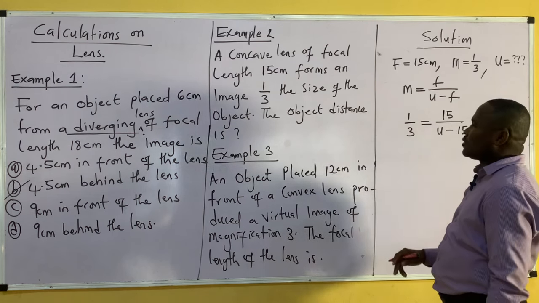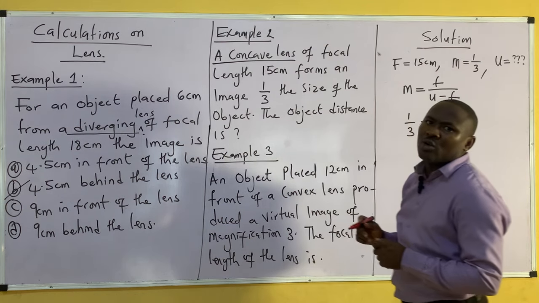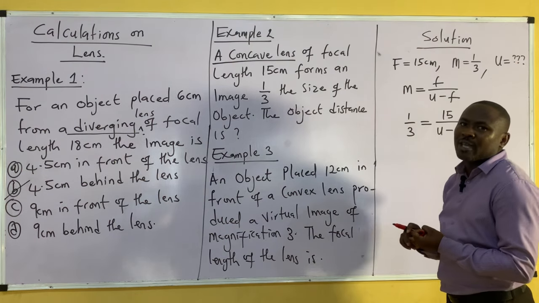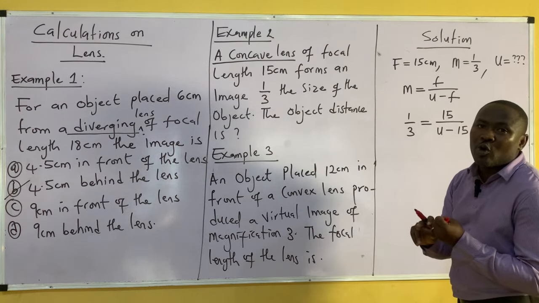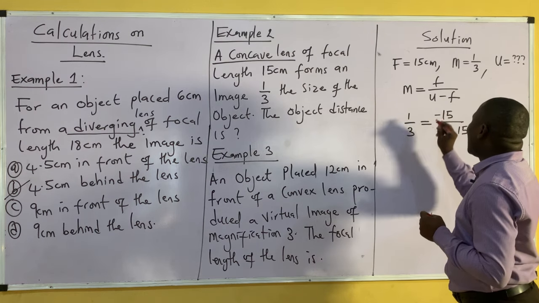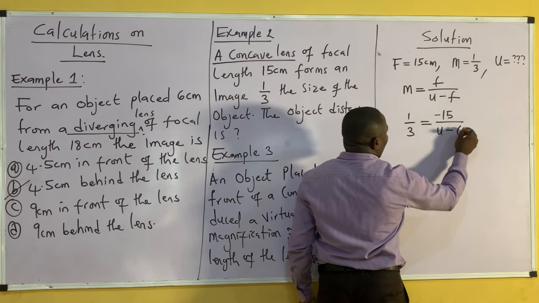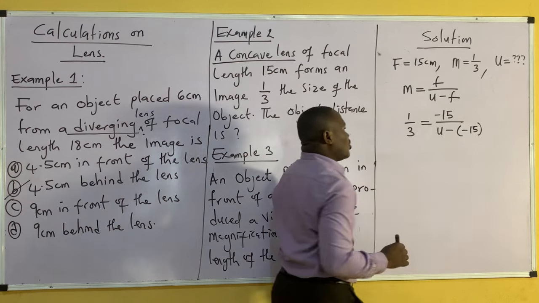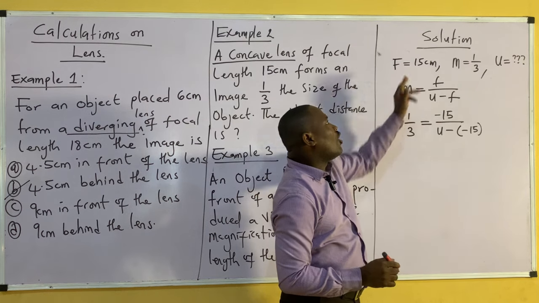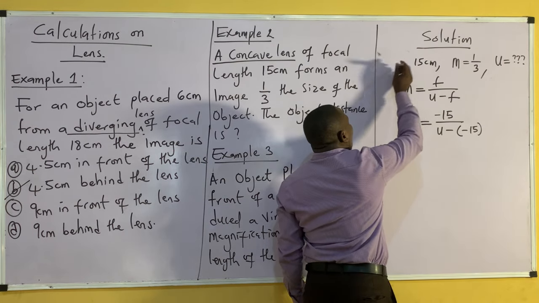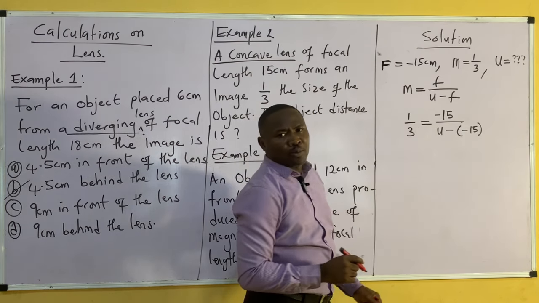Now, this is very important. Why? Because we are dealing with a concave lens. The focal length of a concave lens is negative, meaning I will add minus 15 to 15 and also come here and make this also minus 15. So it's now u minus 15, because the focal length of a concave lens is minus 15. That's very important to note.